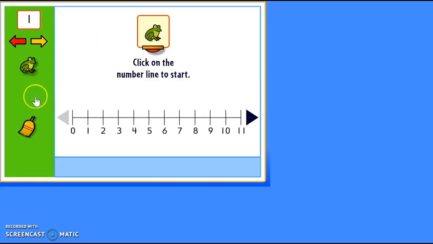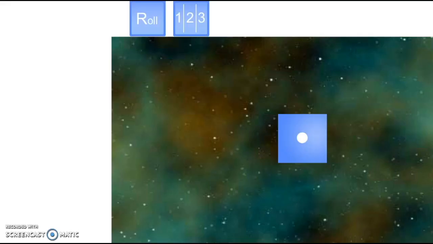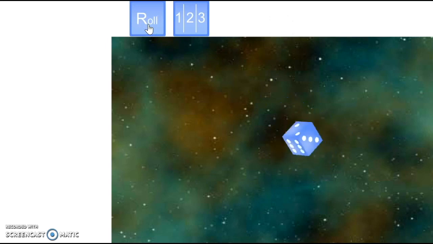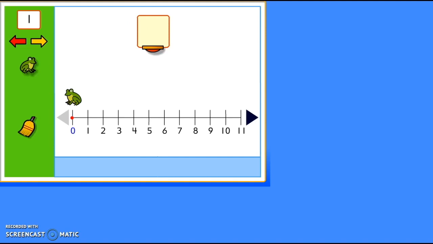All right, so I'm going to start. Here's my frog, and we're starting at 0. I'm going to roll my dice, and I get a 2. So I will hop twice. So now I'm at 2. And I will write that number down as part of our lesson. We will write down 2.